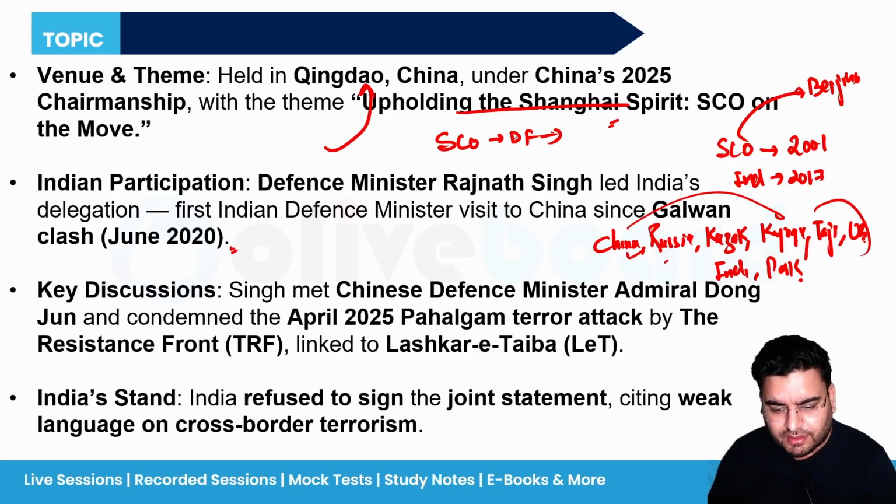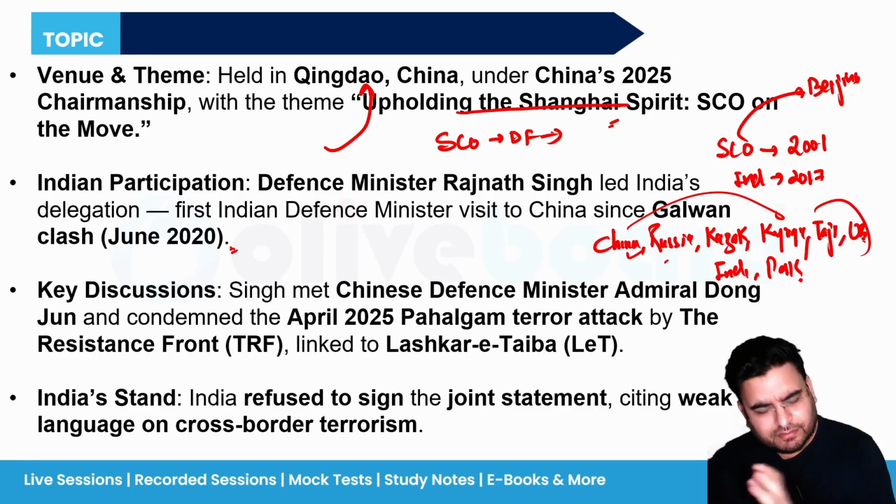They didn't even talk to Pakistan about why they have done that. That's why India said that we are not going to sign the joint statement, right? Because you are not speaking against the cross-border terrorism propagated by Pakistan. It is also part of the SCO, and you are not saying even a single thing. So why should I sign the joint statement?